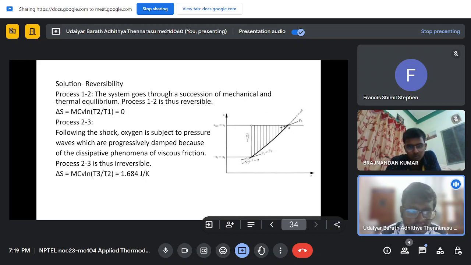So as you can see, during 1-2 there will be no change in entropy also. 1 and 2 lie in the same state, and at 3 there is an increase in entropy, and you see there is also an increase in internal energy. So that is how the process is happening. I hope this problem is clear.